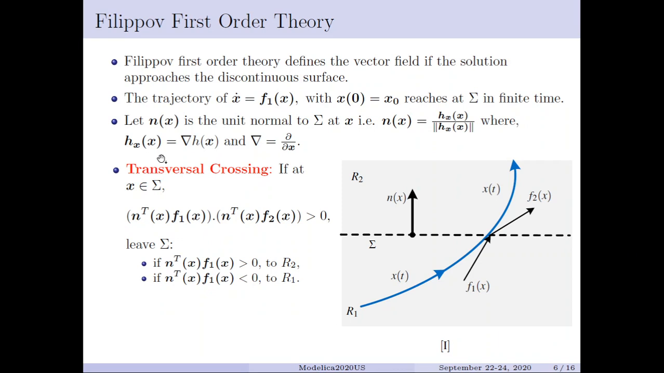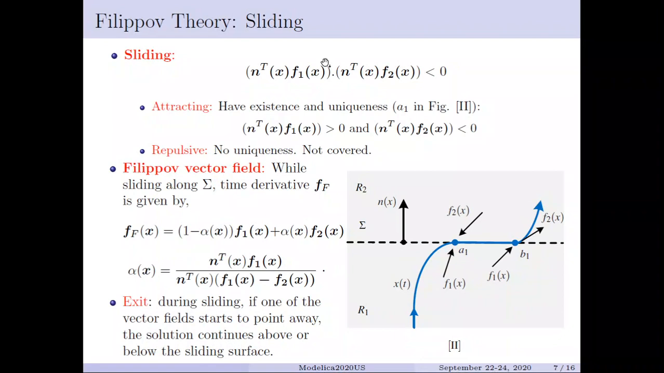Transversal crossing means the trajectory will cross the switching surface, and for transversal crossing, this condition has to be true. If this condition becomes true, the trajectory crosses the surface and moves to region R2. And if the other condition is true, the trajectory comes back to region R1. Now, if these conditions become true, then a sliding will occur. The sliding will be attractive if both of these conditions become true.